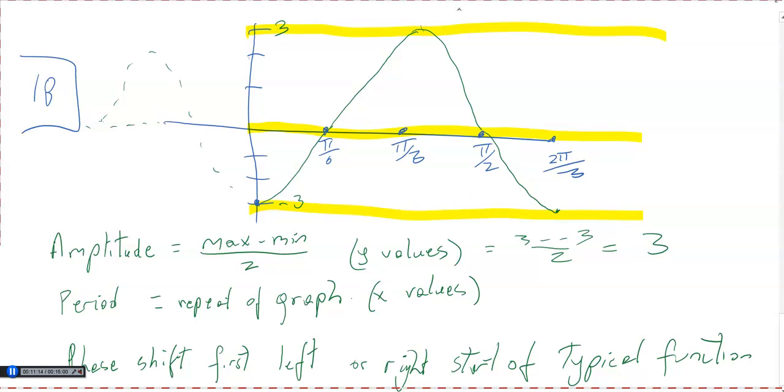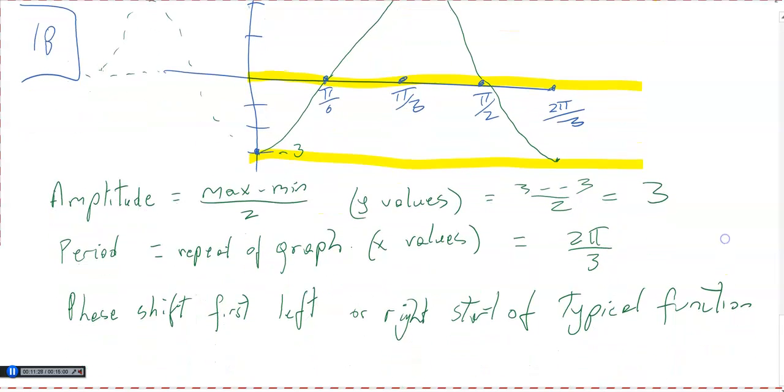Now the period is where the graph repeats. In this case, the graph repeats from the x values 0 to 2 pi over 3, so the period will be 2 pi over 3. Then for phase shift, we can look at either left or right, the typical start of, let's say, a cosine function. In this case, look for the x value, something like -pi over 3. You could have picked pi over 3 as well, but let's choose -pi over 3. Phase shift is -pi over 3.